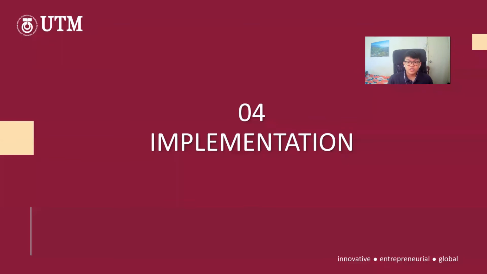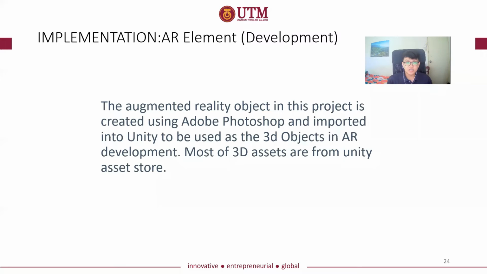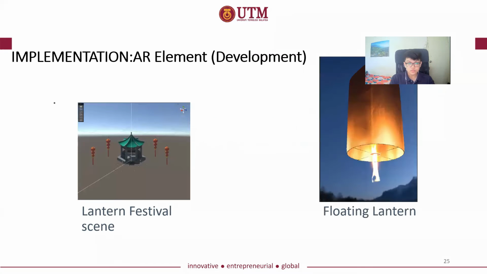So we move on to the next topic, which is implementation. The implementation starts with AR element development. The augmented reality object in this project is created using Adobe Photoshop and imported into Unity to be used as the 3D object in AR development. Most of the 3D assets are from the Unity Asset Store. So we can see here the AR elements produced. We have a lantern festival scene, which is a 3D object, and we have a floating lantern, which is also a 3D object.